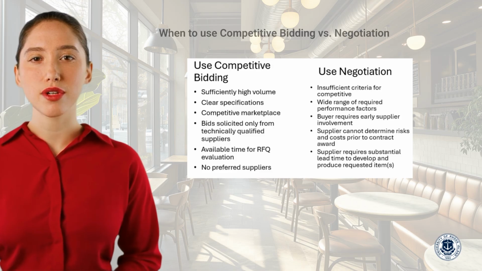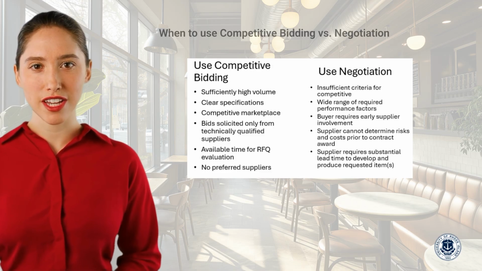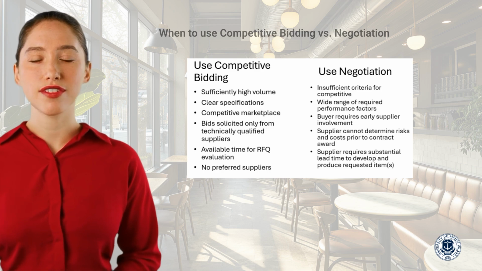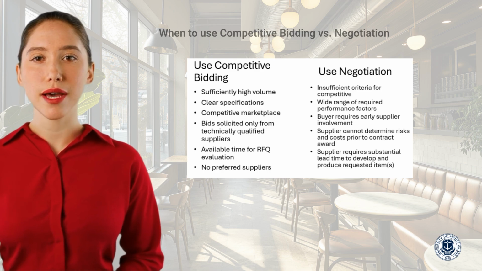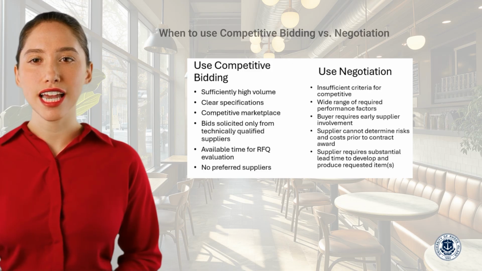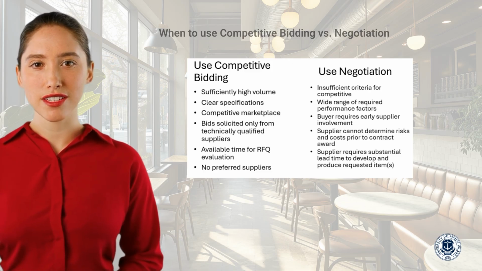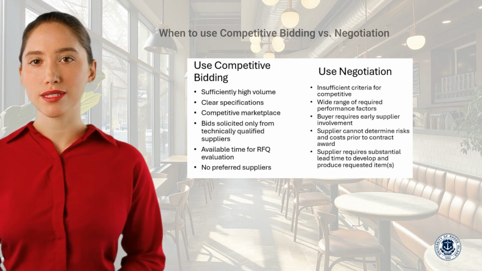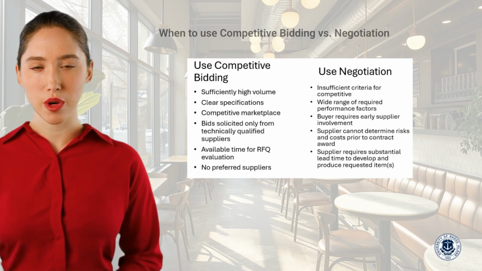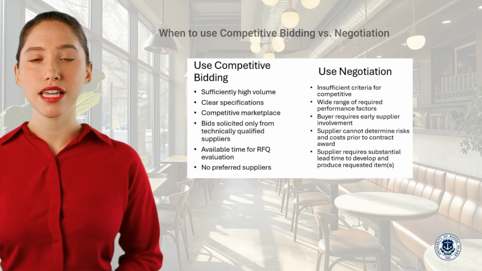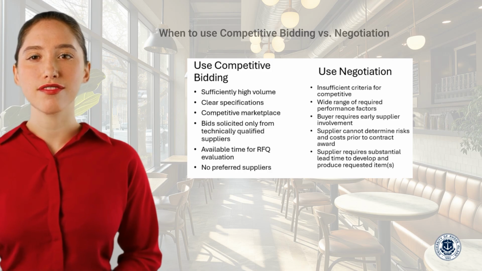On the other hand, negotiation is more appropriate when specifications are unclear, performance factors vary, risks are uncertain, or suppliers need early involvement, including an inability to determine risks and costs prior to contract, or a need for substantial lead time to develop and produce requested items or services. Negotiation allows more flexibility, collaboration, and problem-solving than competitive bidding.